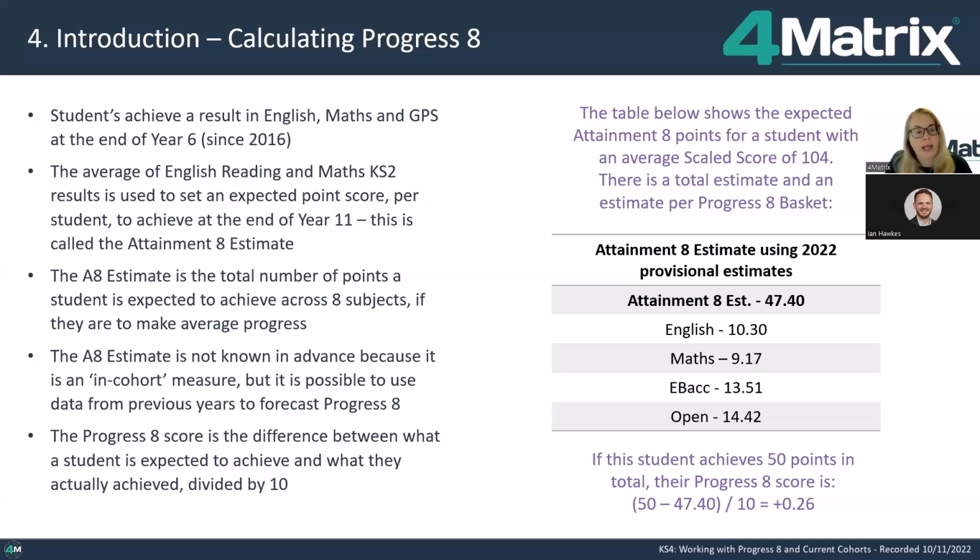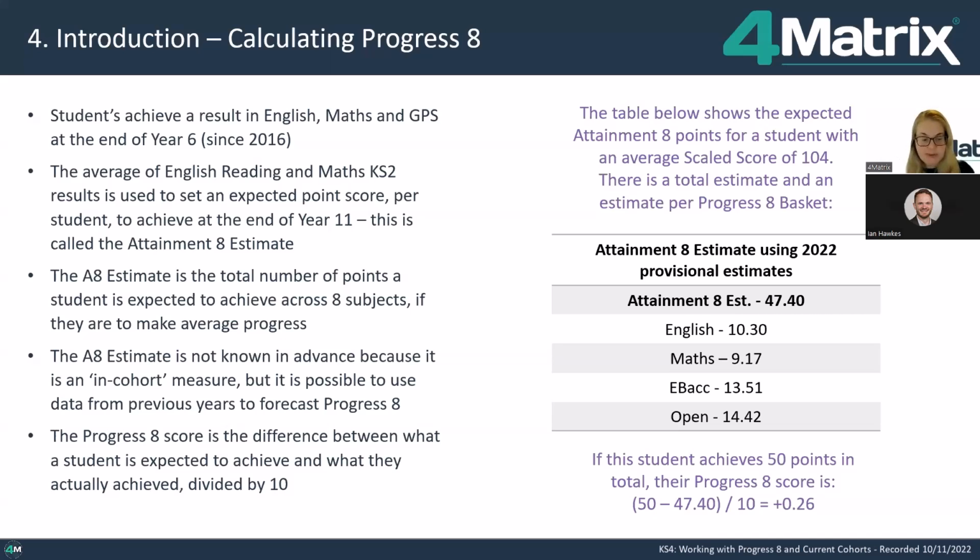So if we look at our table on our slide here to the right, we can see the expected Attainment 8 points for a student with an average scaled score of 104. And there is a total estimate and an estimate per Progress 8 basket. So for English, it's 10.30, maths 9.17, and so on. And in total, that equals their Attainment 8 estimate, which is 47.40 in total.